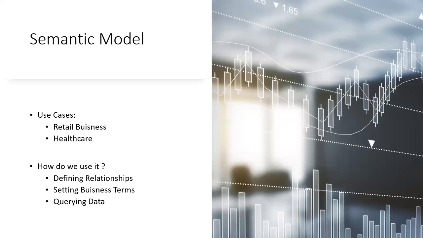So I took two simple use cases like retail business and healthcare so that we can easily relate with them. If you talk about retail business, a company might have data on sales, customer feedback, and inventory. A semantic model can link these, allowing a manager to easily see which products are selling well but have negative feedback, indicating potential issues.